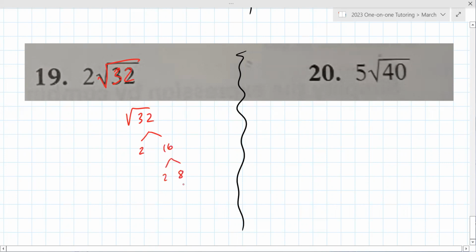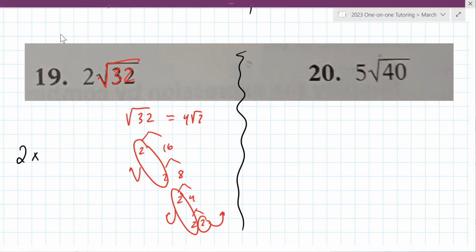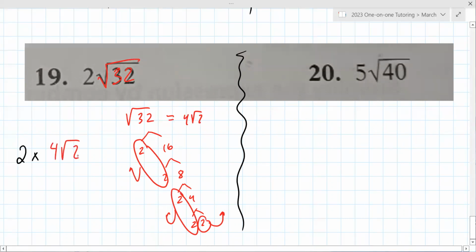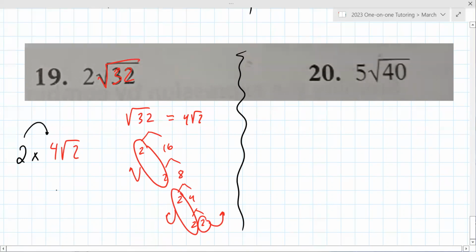So this is 2 and 16, 2 and 8, 2 and 4, 2 and 2. And you circle pairs again. Pair, pair, no pair. So what does the square root of 32 become? 4 square root of 2. Very good. So the problem becomes 2 times 4 square root 2. The square root of 32 is 4 square root 2. You take the 2 and you multiply it by the 4. So this becomes 8 square root of 2.